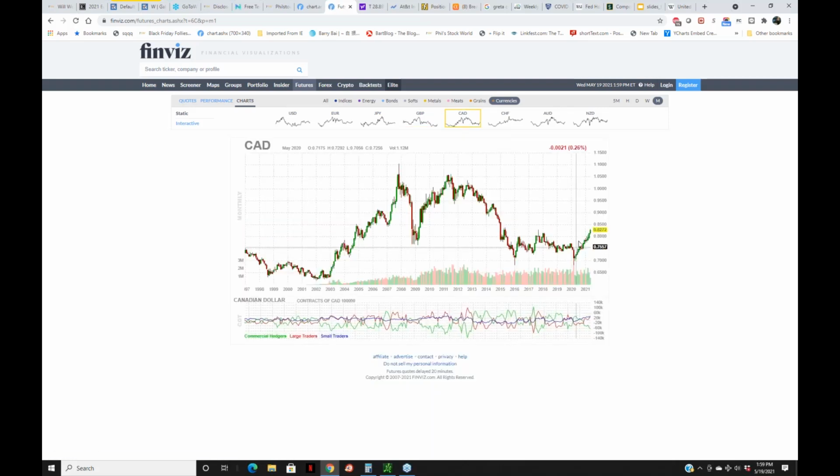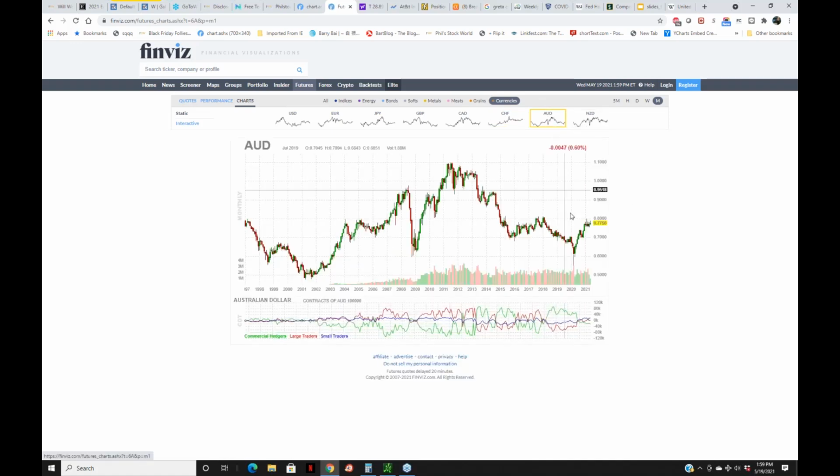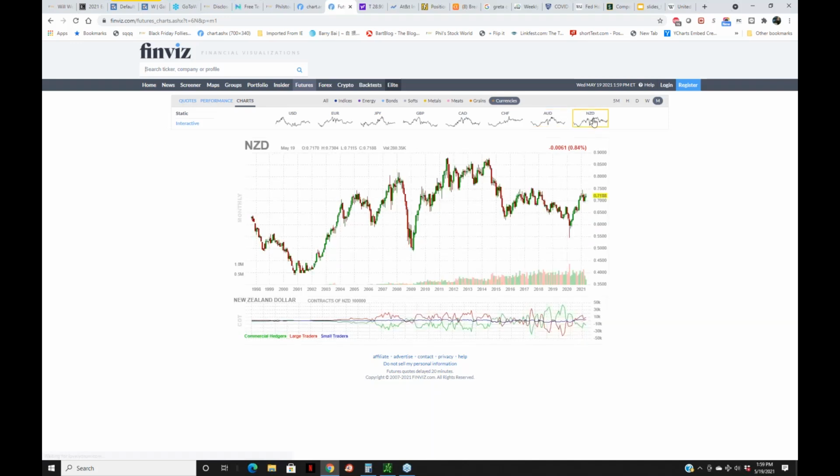Canada is a resource-rich country. They should actually do inflation. Switzerland, this is completely artificial. They keep their money as flat as they possibly can. Australia, also resource-rich. They should do well. And why is New Zealand even on this list? And New Zealand.